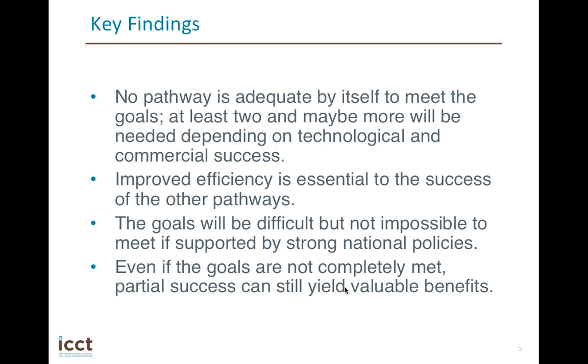Key findings: we didn't find a single pathway which, by itself, could meet these 80% reduction goals. At least 2 and maybe more will be needed. Improved efficiency across all the types is essential. The goals can be met. It would be very difficult, but they're not impossible if they're supported by strong national policies. And I think a real key finding is that, even if the goals aren't met, you can still have considerable valuable benefits from this.